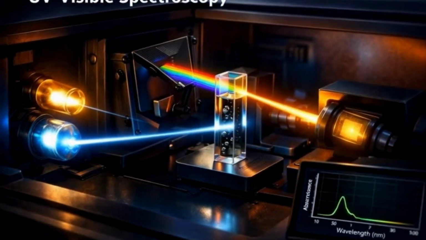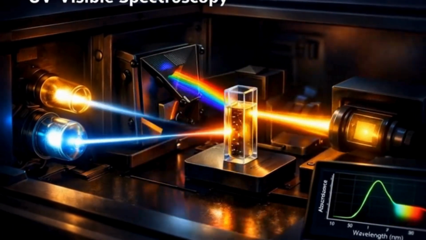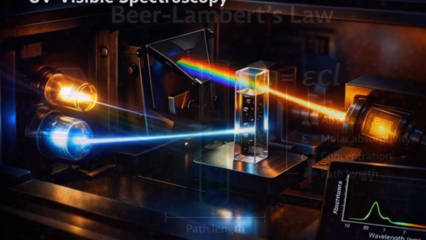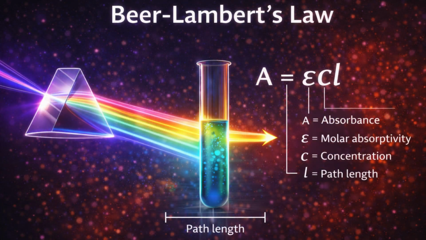Coming back to the law, the heart of it all, the Beer-Lambert law. Now for the mathematical magic behind it all. This is the equation you need to know. The formula is A equals epsilon times C times L, where A stands for absorbance, what we measure.